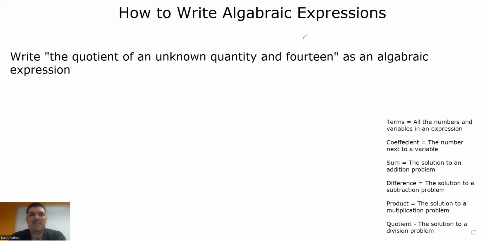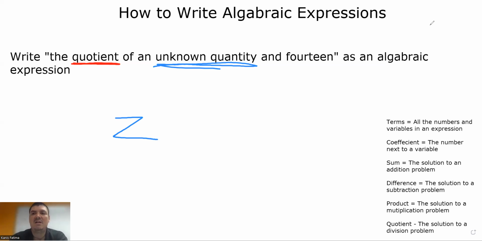Looking at our next example, our problem says write the quotient of an unknown quantity and 14 as an algebraic expression. So we know that the quotient is the solution to a division problem. So we have a division problem. Now, my two terms are an unknown quantity and 14. So again, I can use any letter to represent an unknown quantity. So I'm going to write Z.